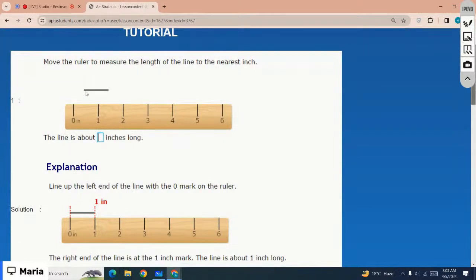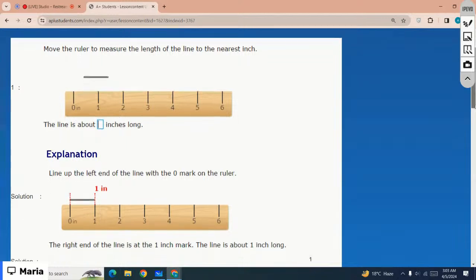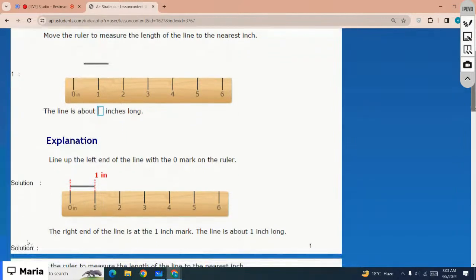Just line up this 0 and this end of the line, right? And then the right end of the line is at the 1 inch mark. Line up these things, start from here and see where the line ends. So the line is just 1 inch. The correct answer is 1. You can make different lines on your notebook. Keep your ruler with you and measure the lines, right?